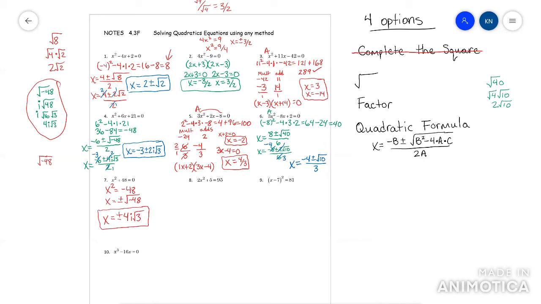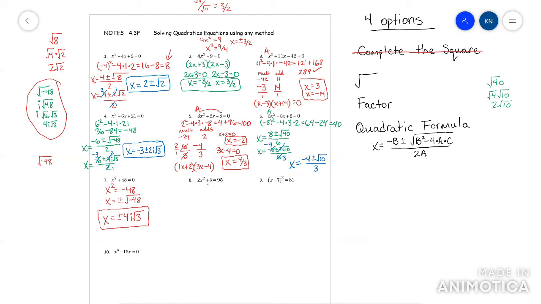Okay, this next one, this does not equal 0. So that's a problem for me. Honestly, if it just says 2x squared plus 5, I'm probably going to solve it by square root. It's like the previous problem, just with one extra step.